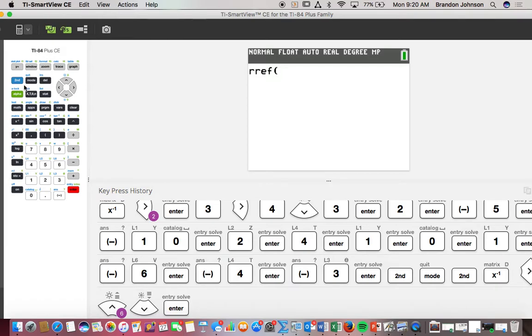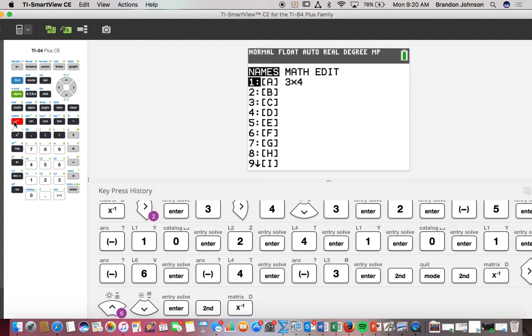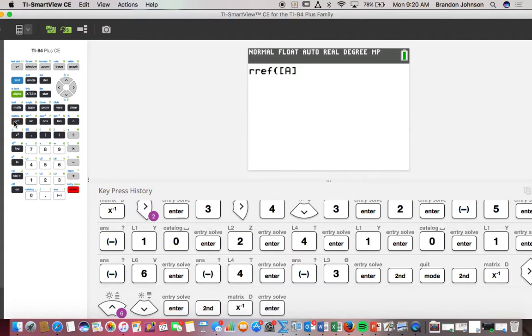So to put this back in, we go to second, x to the negative first again, press enter at A. We should get something like this, okay? All right, how are we doing?